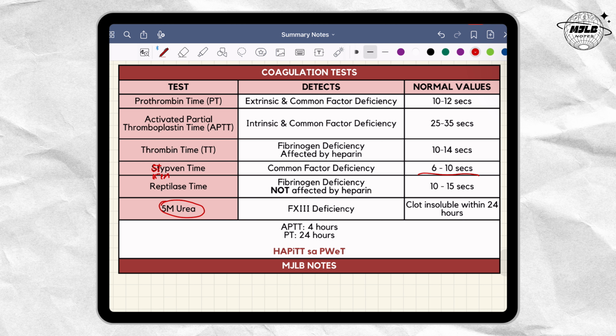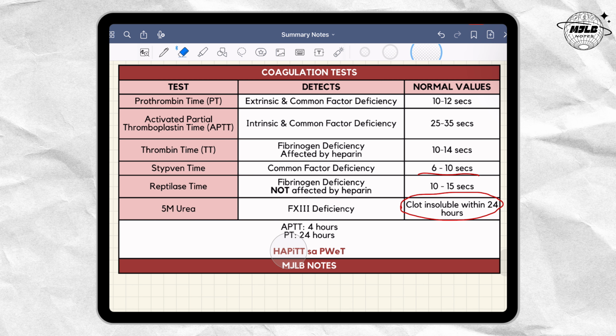And to understand this, ano ba yung function ni factor 13? Diba yung factor 13, it is the one that is responsible for stabilizing your fibrin clot. Kaya, if a patient has factor 13 deficiency, the clot becomes soluble within 24 hours. Pero normally, if the patient has an adequate amount of factor 13 in their bodies, then the clot should be insoluble within 24 hours. So, yun lang naman.